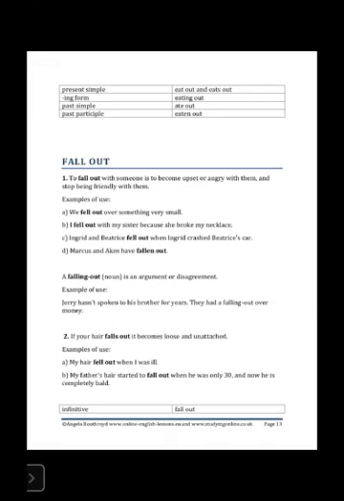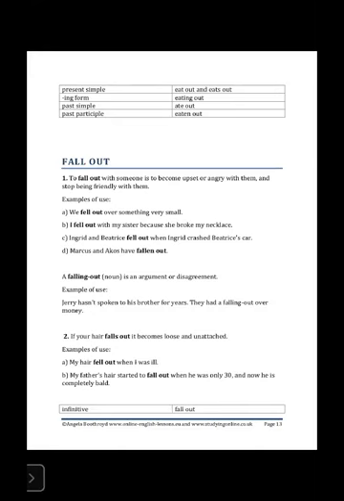If you do not agree with somebody, if you do not have the same understanding, then it is called you fall out. We do not agree with each other, and we are upset. We are upset that she or he spoke like that. So it is fall out. We fell out over something very small.